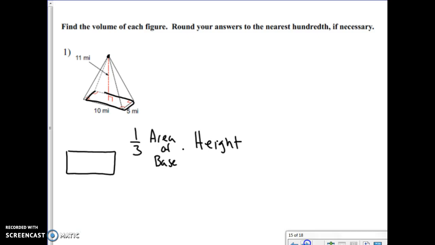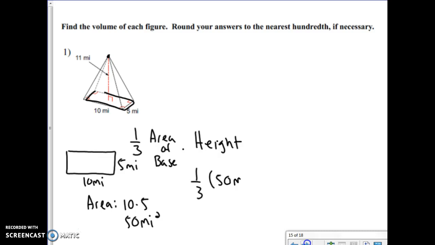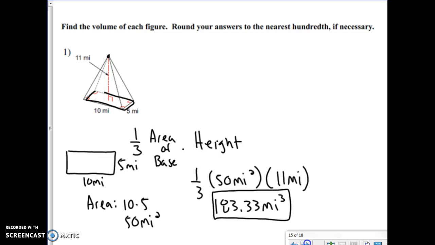If I look at my base, it looks like I got a rectangle. So I got 10 miles by 5 miles. The area should be 10 times 5, so it looks like I got 50 miles squared as the area of my base. So I got 1/3 times 50 miles squared times the height, which is 11 miles. If I multiply all this together, I get 183.33 miles cubed to be my volume. That's how much liquid I can put into that pyramid. Pretty big pyramid. You guys are going to try number 2.